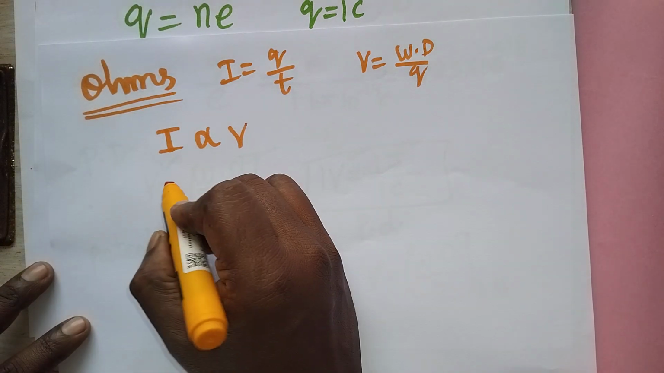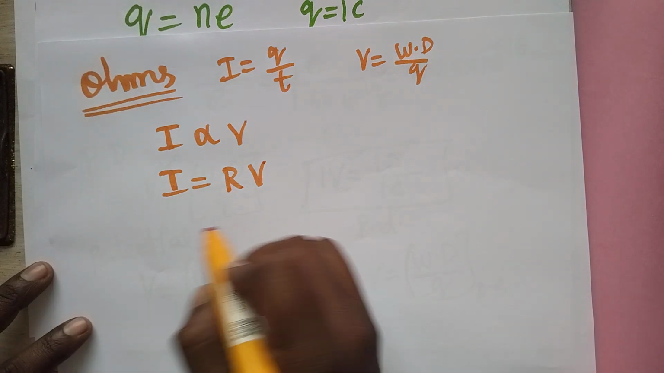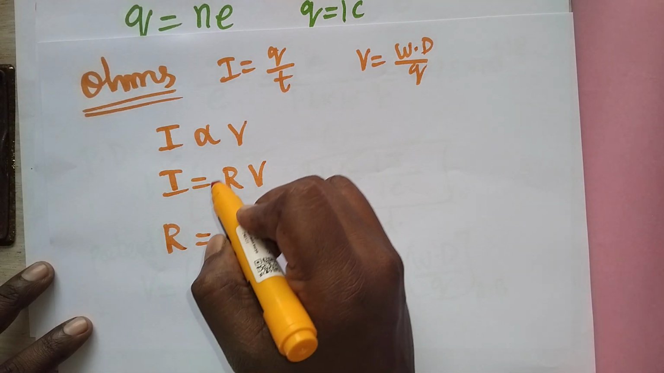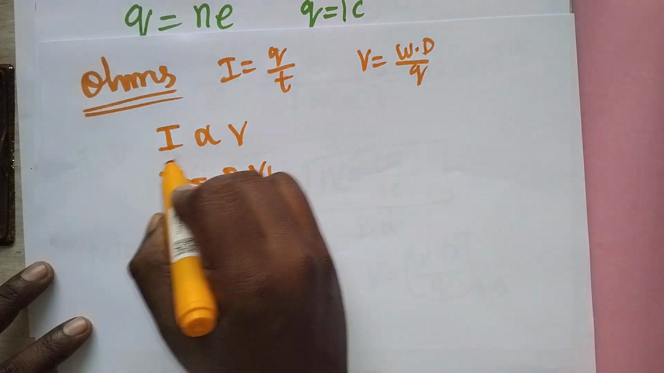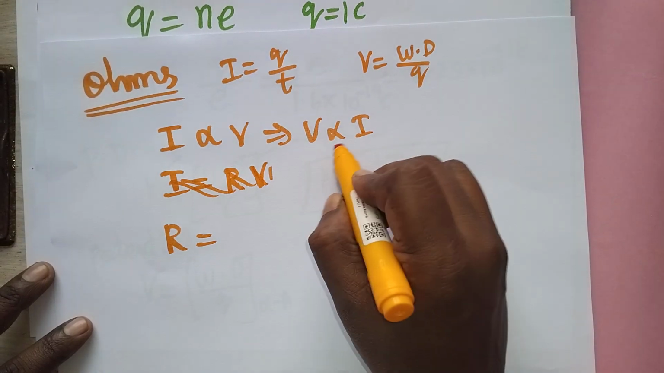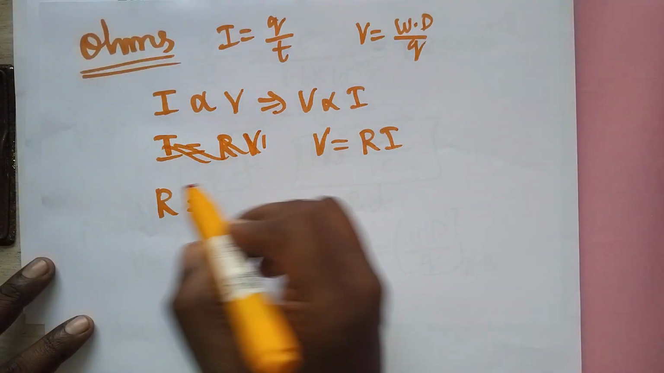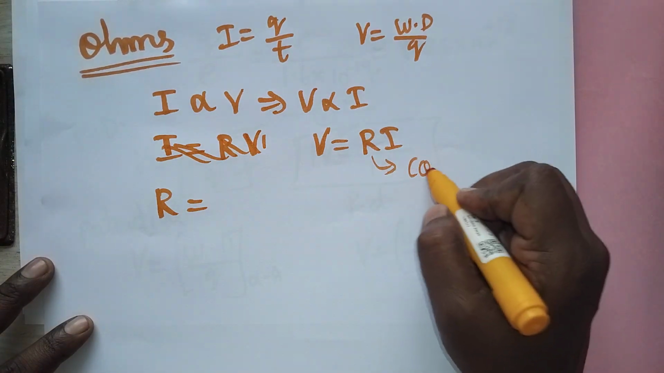If you remove directly proportional, you will get a constant always, so resistance times voltage. I is directly proportional to V. So V is directly proportional to I also, we can say. If you remove directly proportional, you will get V equal to R times I. So R is called resistance, and also it is called the proportionality constant.